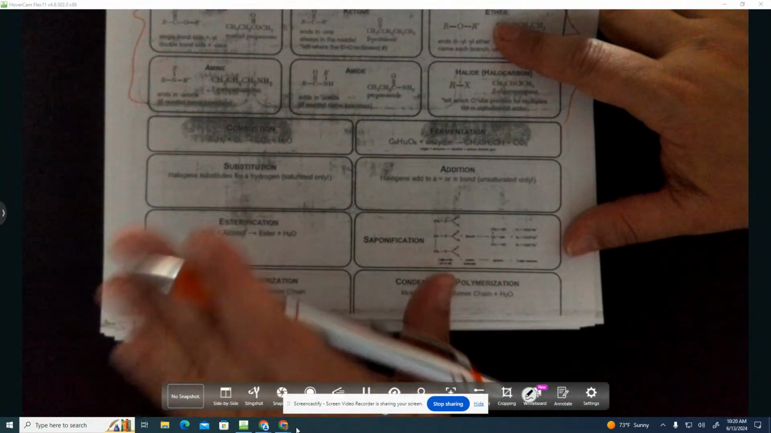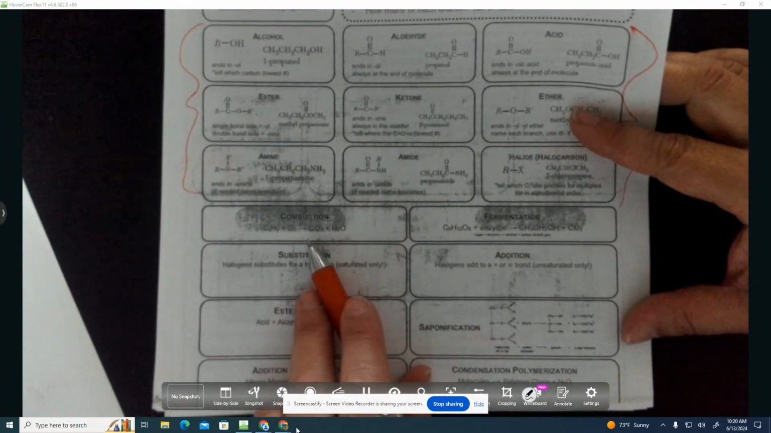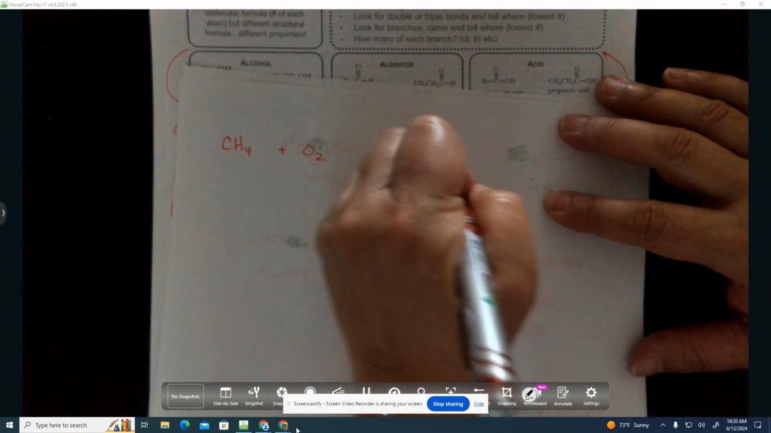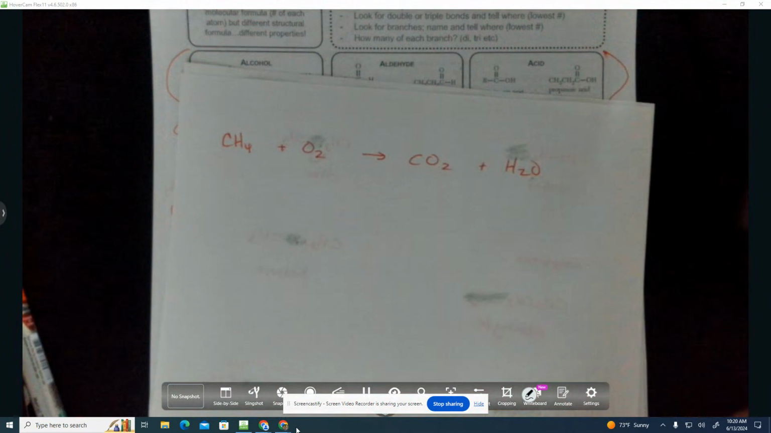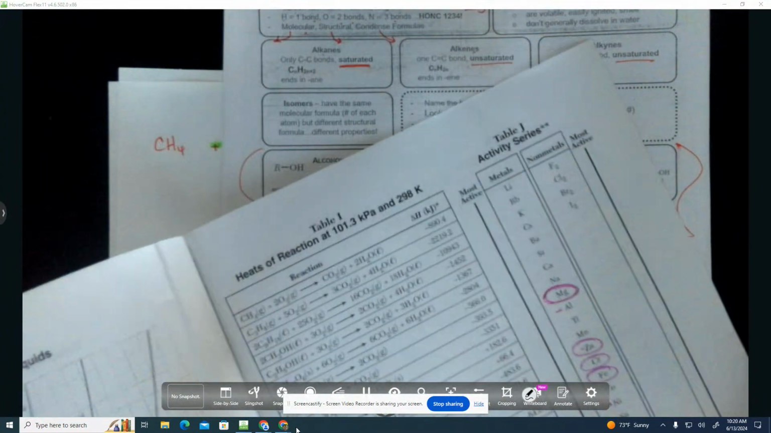All right, then we had the types of organic reactions. Combustion reactions are always some sort of organic compound, CH4, plus oxygen yields carbon dioxide and water. This part never changes. Okay, for a combustion reaction. If you look at the reference table, I lied, it's Table I.